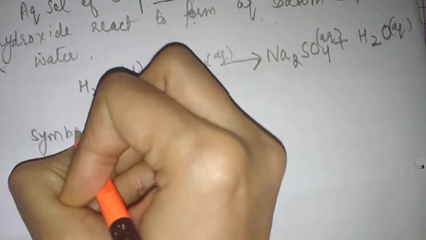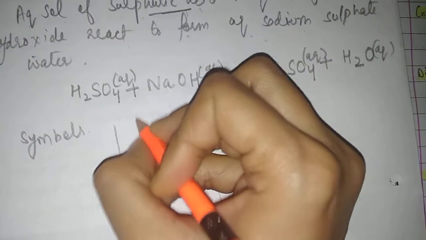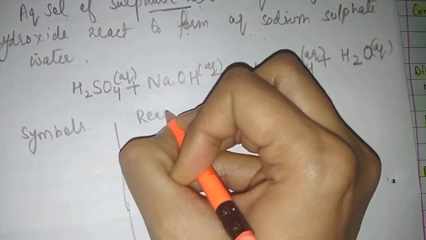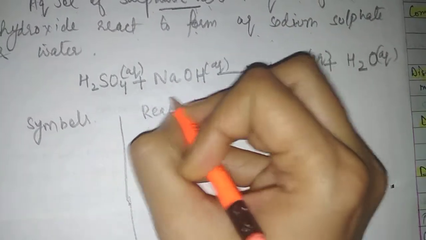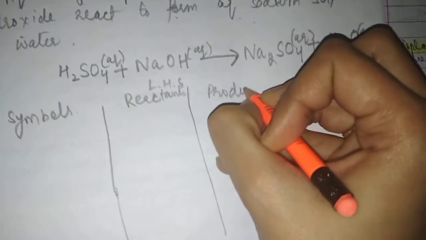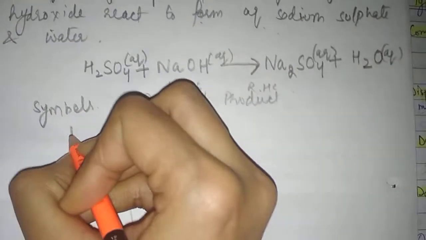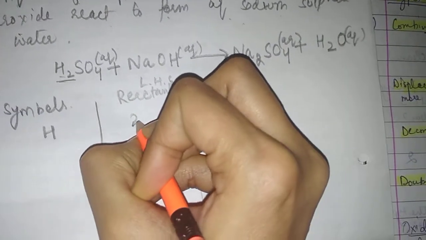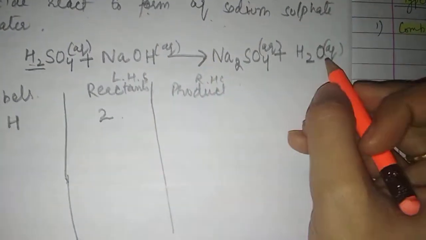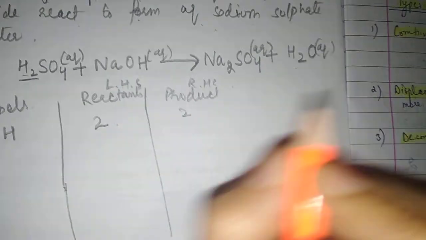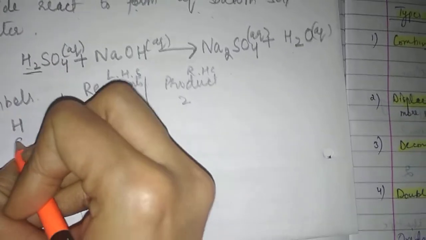Here we have to write the symbols. Here is the reactant side, the left hand side. Here is the product side, the right hand side. The first symbol is hydrogen. Here 2 atoms of hydrogen are present, and on the right hand side also 2. These are balanced.